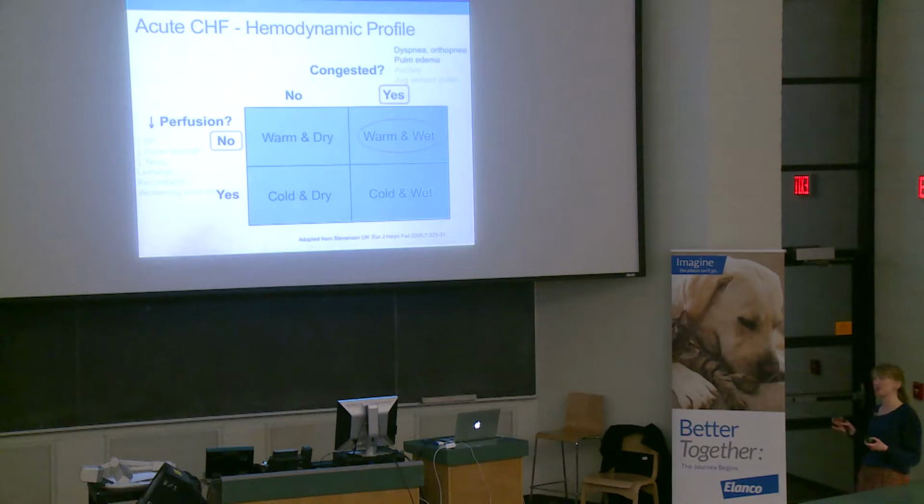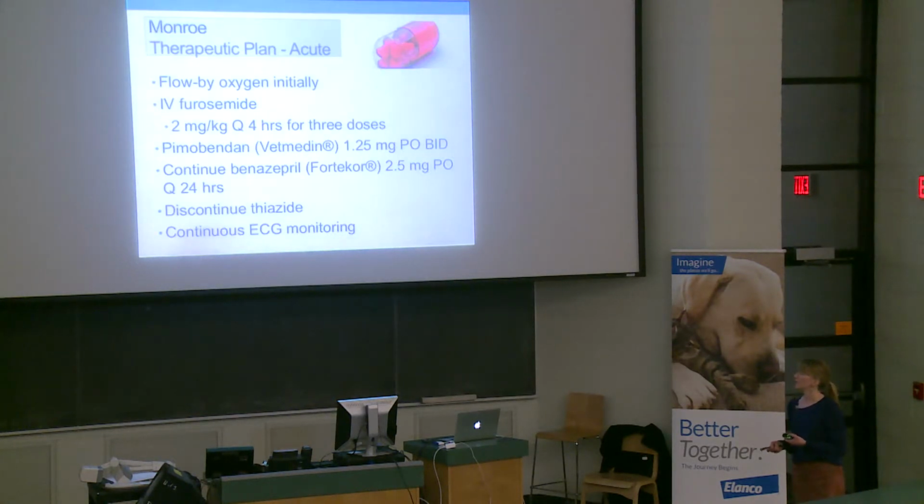So we still think he's kind of on the warm and wet side, and he needs diuresis that's more effective than what he's currently on. And so we chose to give him some intravenous furosemide, which he was naive to. He got a 2 milligram per kilogram dose every 4 hours for 3 doses. And then we backed off because we thought his respiratory rate actually cleared up quite substantively within that time frame. He did get started on his pimobendan, and we did continue his Forticor once a day.